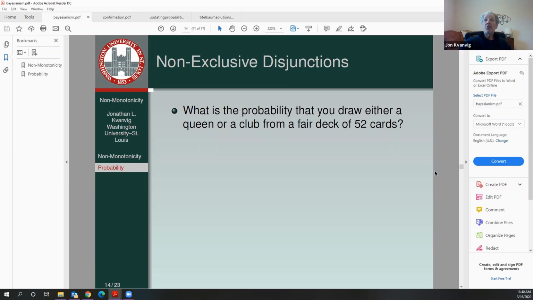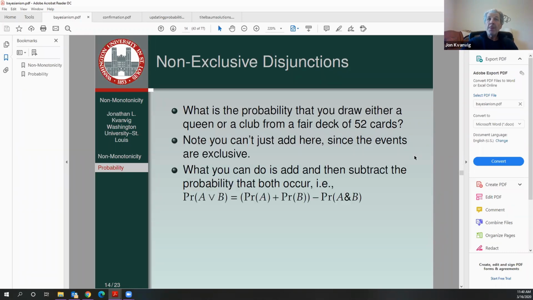What's the probability that you draw either a queen or a club from a fair deck? Well, that's not an exclusive disjunction, right? Because there is a queen of clubs. So you can't just add the two. What you can do is add and then subtract the probability that both occur. So if they're not exclusive disjunctions, then we're going to add the probability of the first together with the probability of the second, and we're going to subtract from that the probability that both occur.